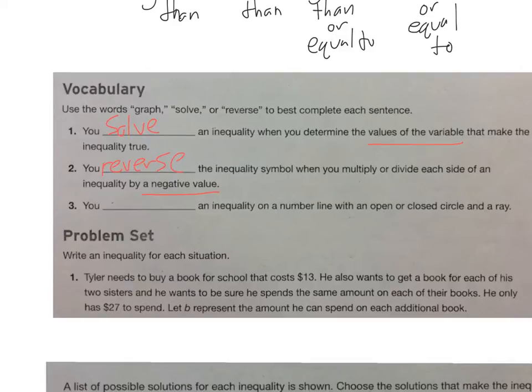And then finally, you graph an inequality on a number line with an open or closed circle and array. And then the open or closed circle, it's open if it's just greater than or less than, and it would be closed if it is potentially equal to that solution. So we've talked about inequality, we've gone over some vocabulary. Now let's go to an actual problem.